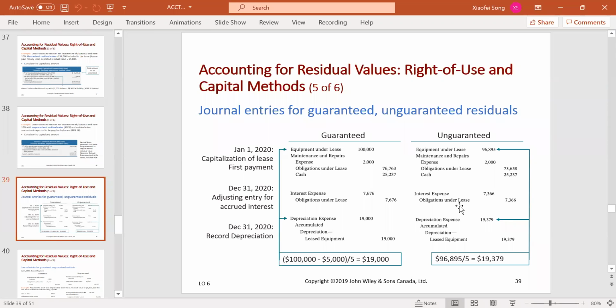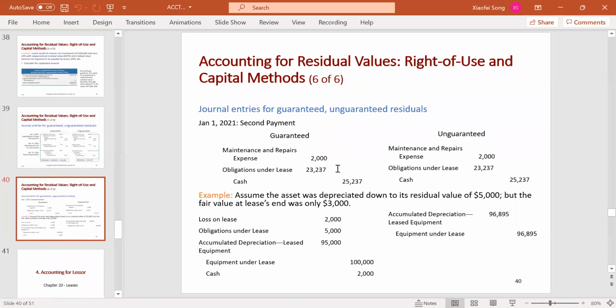It's also different. If the residual value is guaranteed, the depreciation amount is 19,000. That's 100,000 minus 5,000 divided by 5. Unguaranteed, there's no residual value, so we just divide 96,895 by 5. That's it.